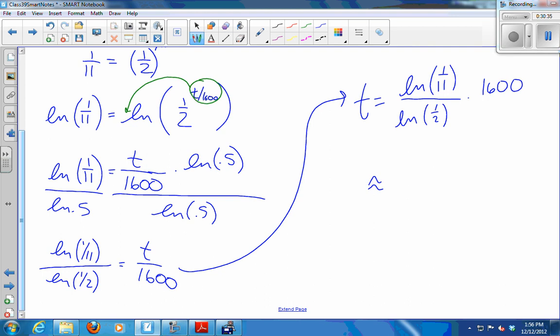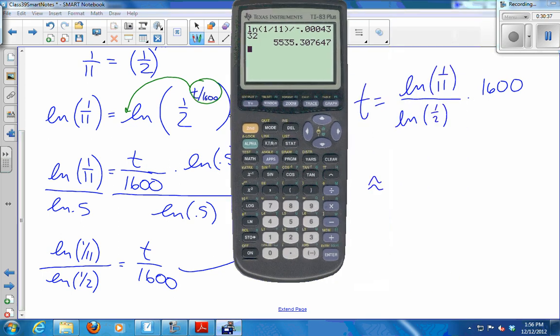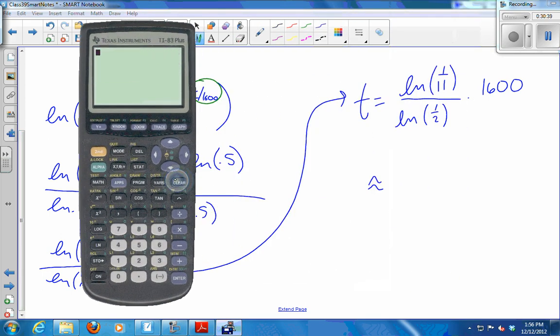And when I put that all into my calculator, ln of 1/11 divided by the ln of 1/2 times 1600, 5,535 years.